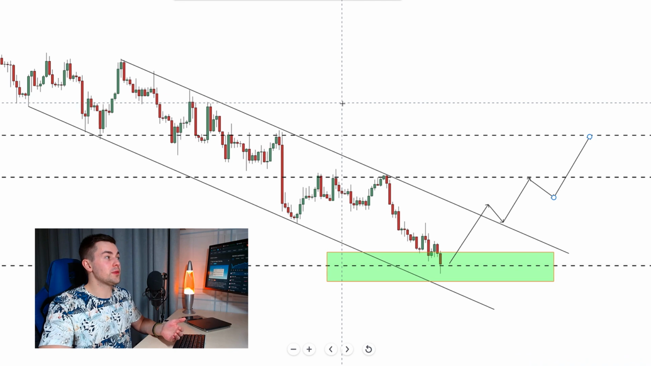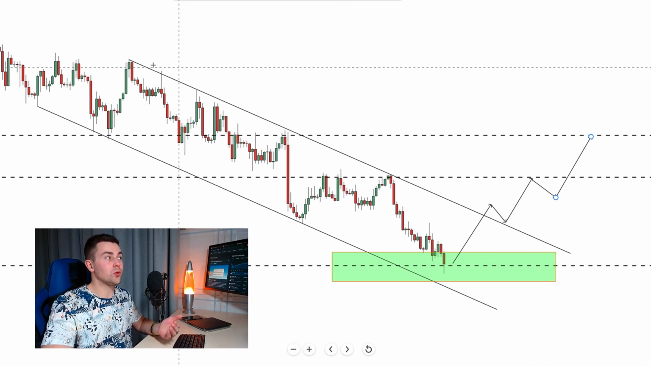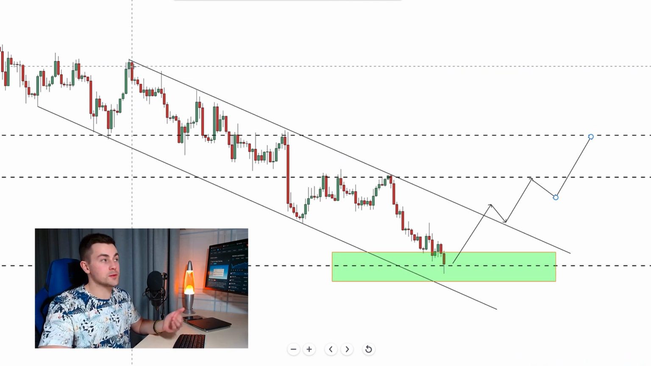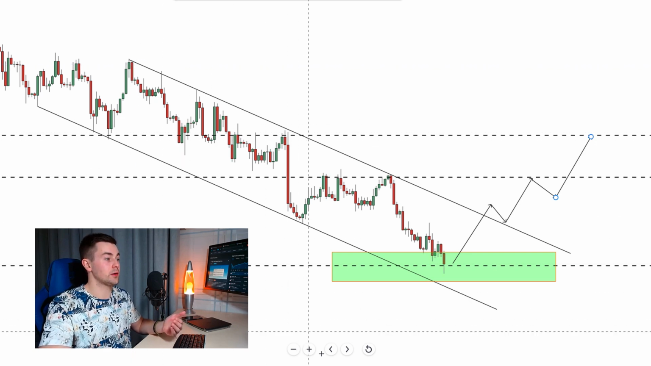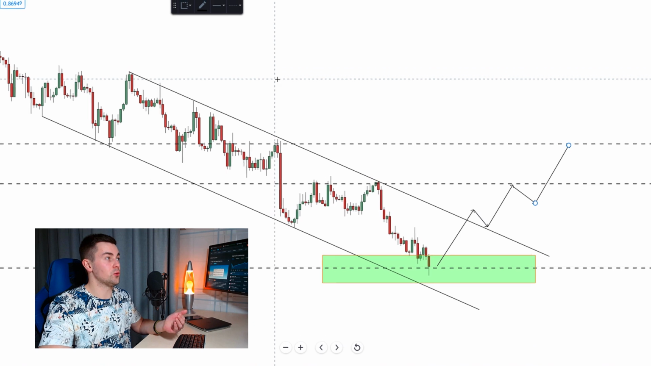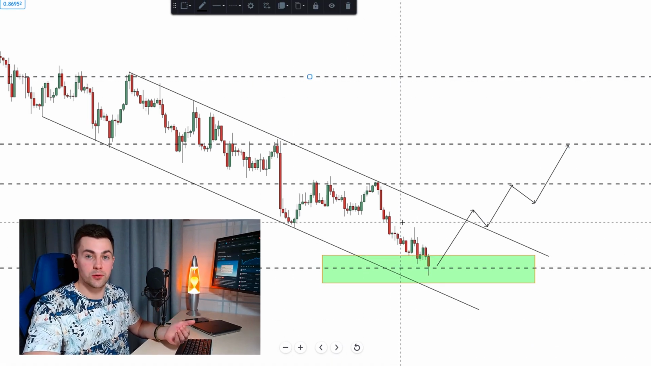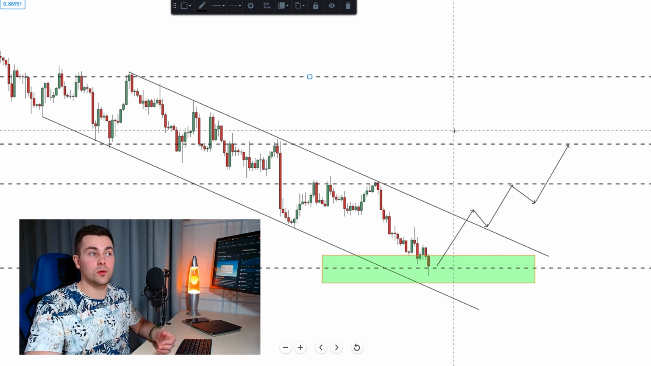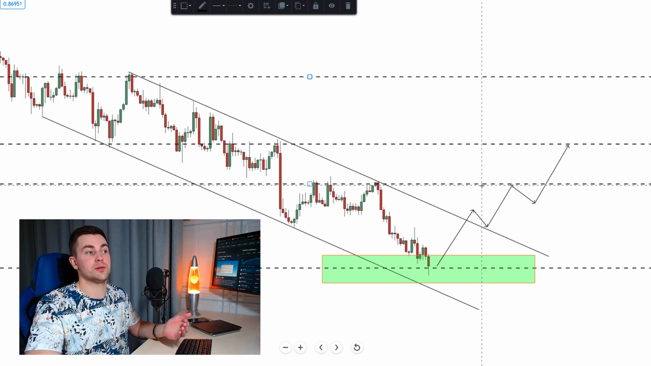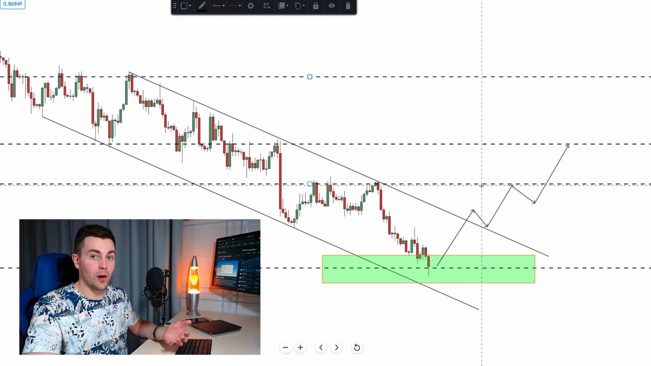And what can be the end goal right here? The end goal right here can be our local structure high. Yes, the point from where this bearish trend within the channel initiated. So over here can be our third goal. So you can see that with the structure, we identified the goals for our trade, and based on each and every level we can protect a portion of our position.